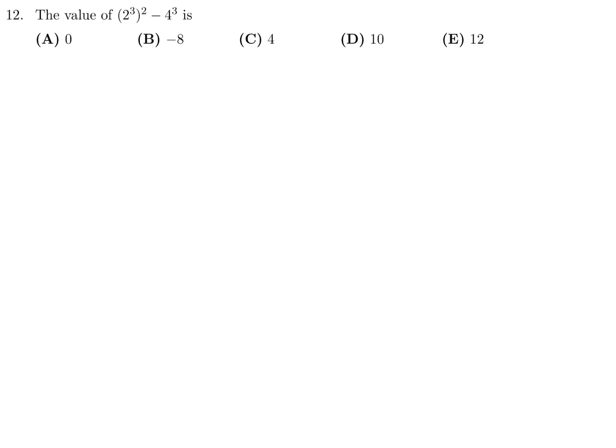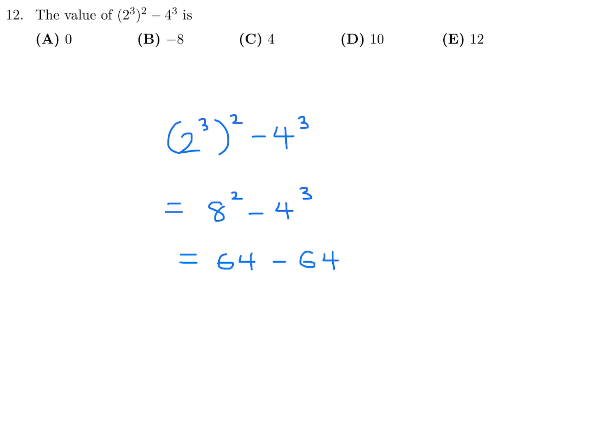The value of 2 to the power of 3 squared minus 4 to the power of 3: 2 to the power of 3 is 8. 8 squared minus 4 to the power of 3. 8 squared is 64. 4 to the power of 3 is 64. And therefore that is 0. Number 12, the answer is A.